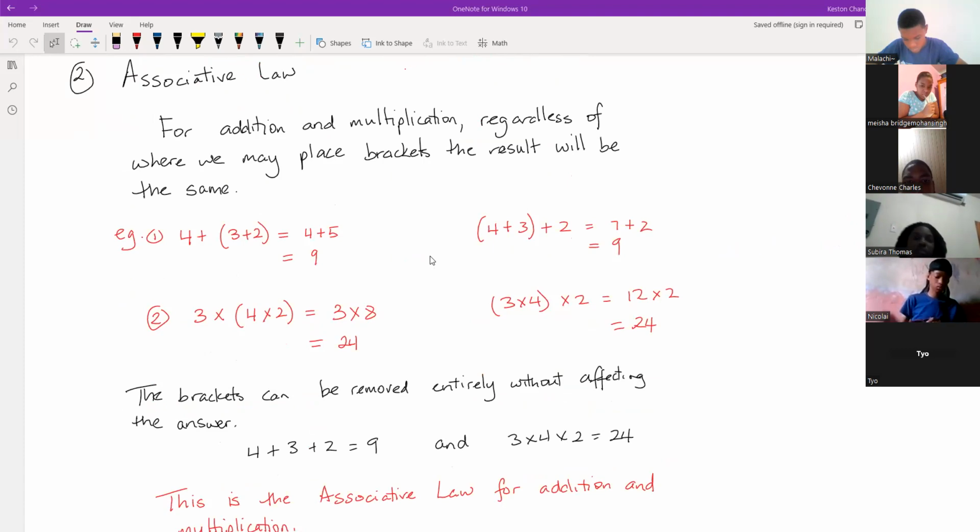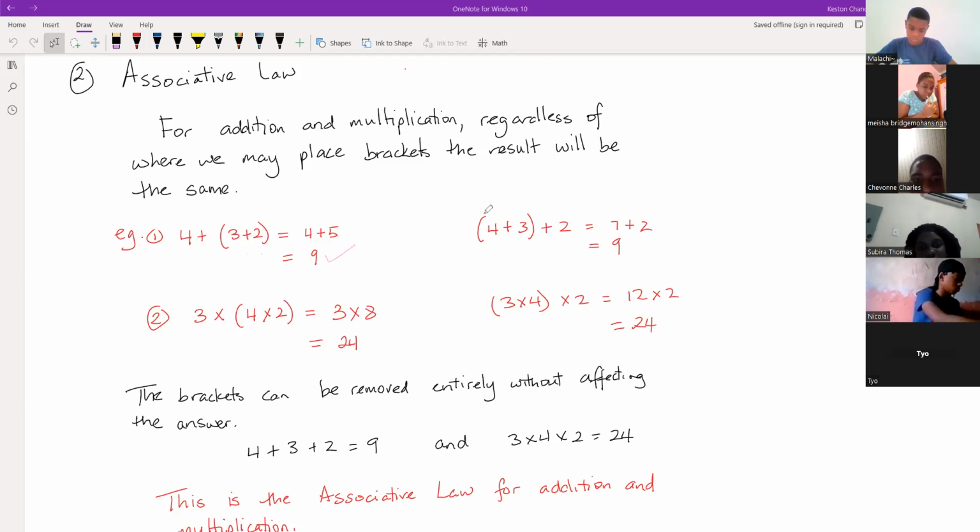Associative law now. The associative law looks at, again, addition and multiplication. So the associative law has to do with brackets. And for addition and multiplication, it does not matter where we place the brackets. In my example here, I have 4 plus 3 plus 2. If I bracket 3 and 2, I'm still going to get 4 plus 5, which is 9.